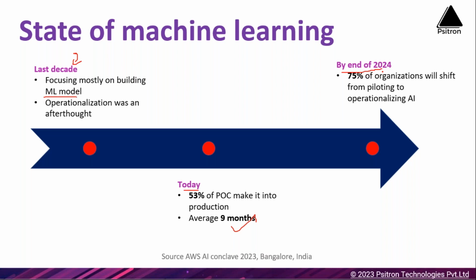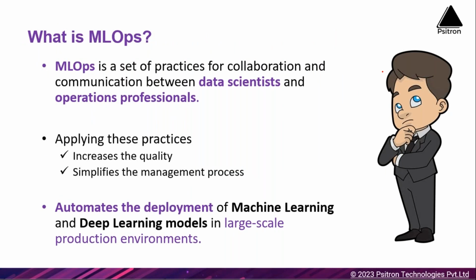Then what is MLOps? Still, we don't get it, right? What is MLOps? Let's get started. MLOps stands for machine learning operations. MLOps is basically a set of practices. I mean, it's a practice for collaboration and communication between the various stakeholders who are part of building ML models. Okay, what do you mean by that?